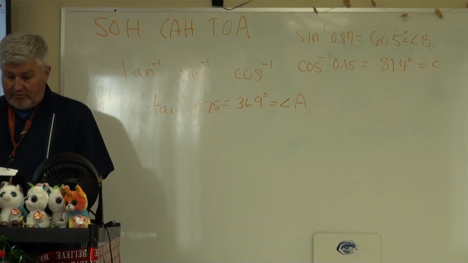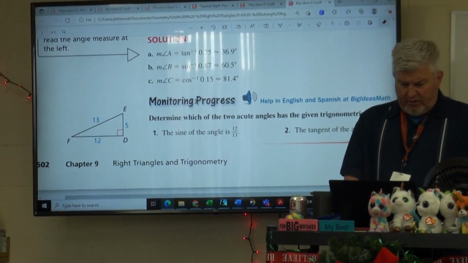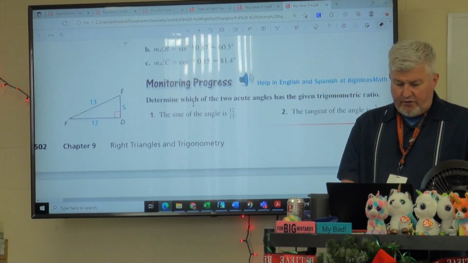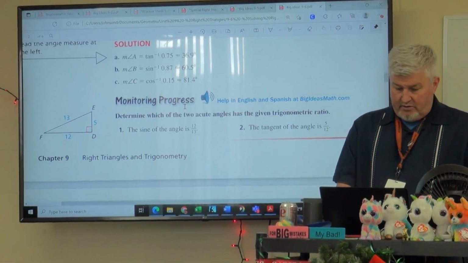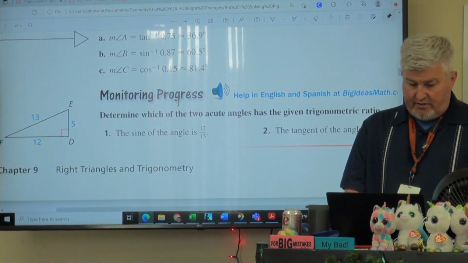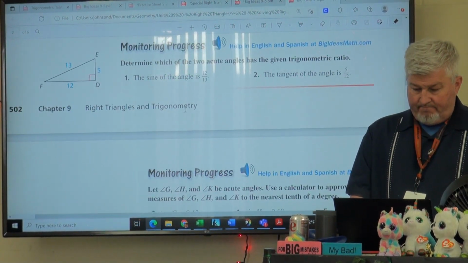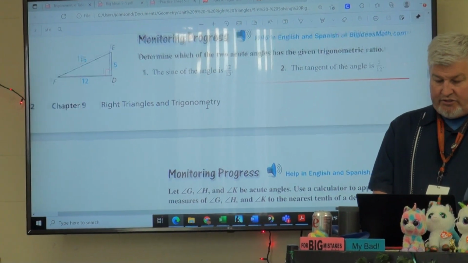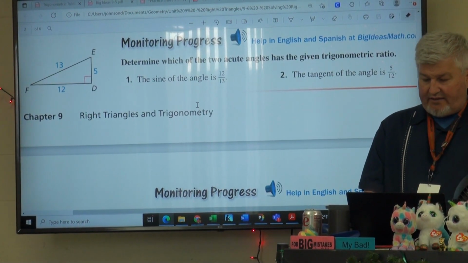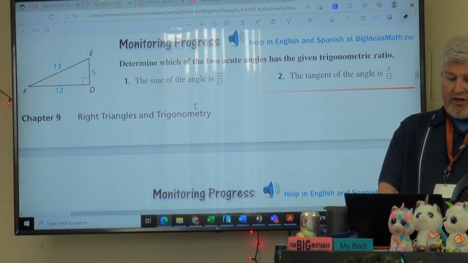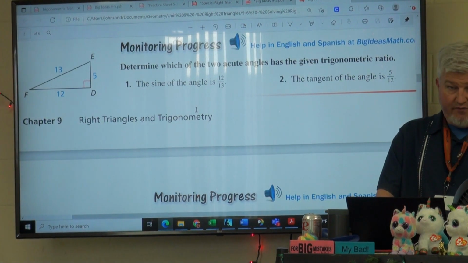All right, so now, here's what we're going to do. We're going to do this in 2 parts. So we'll do the first part here. You should have your boards out. You're going to do numbers 1 and 2. Let me slide it up. It says, determine which of the 2 acute angles has the trigonometric ratio as you see there. Okay? The sine of the angle is 12/13, or the tangent of the angle is 5/12.